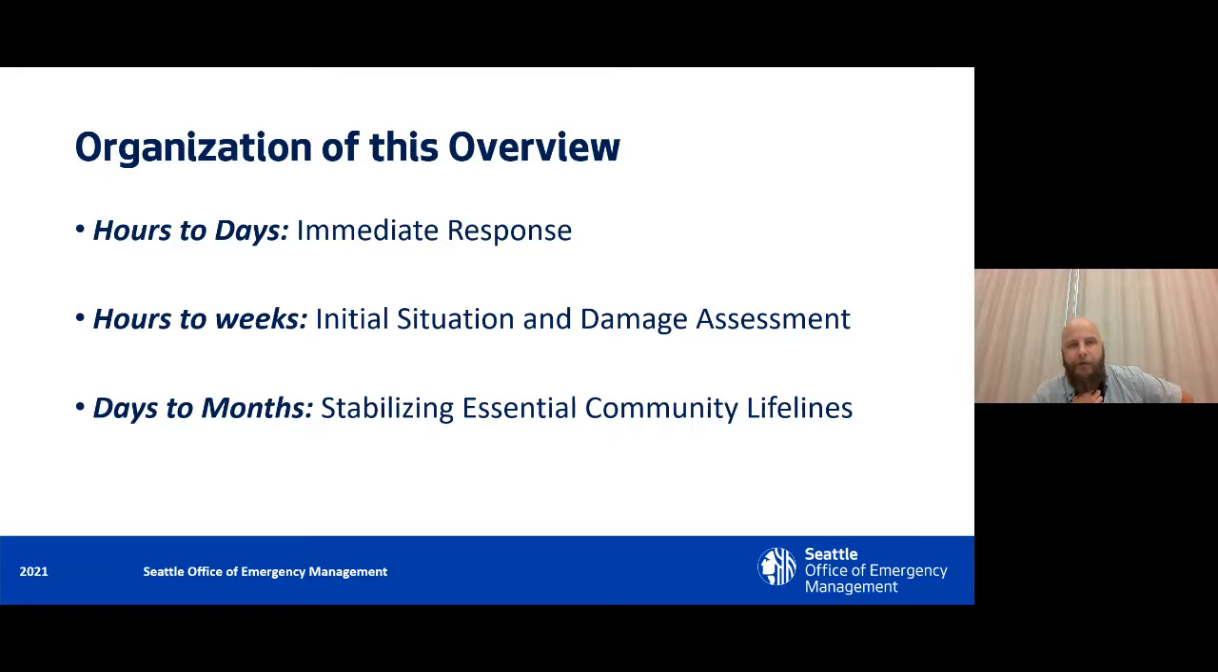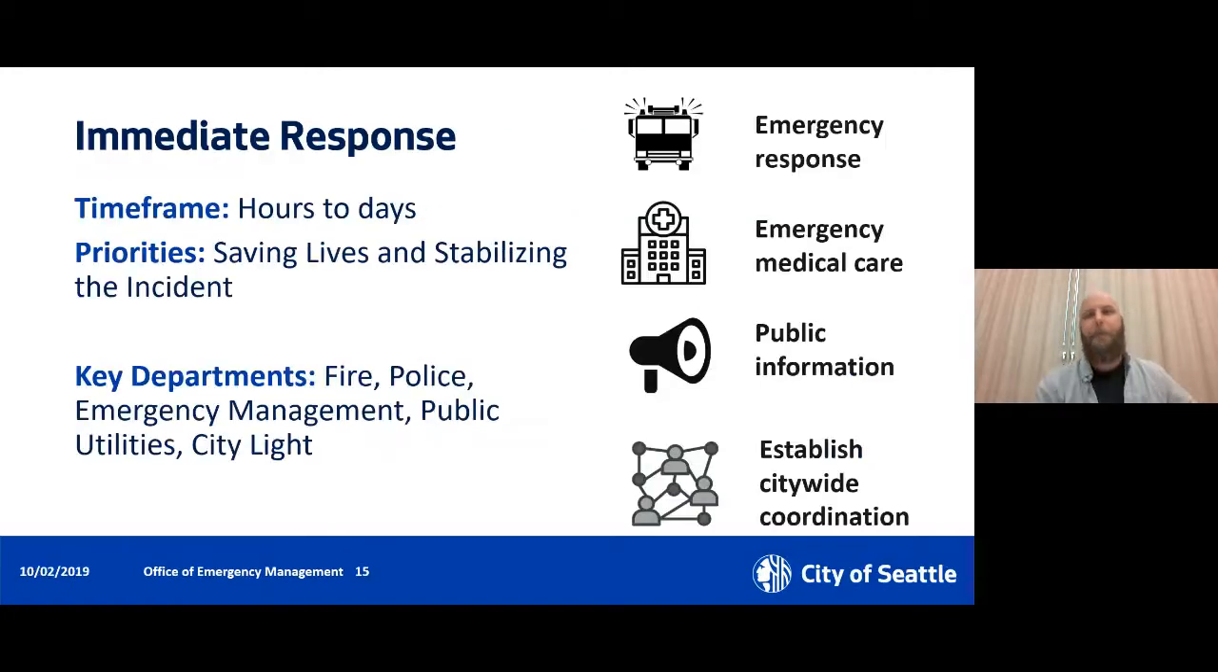All 3 of these phases are really going to be overlapping, and then all of them are also going to overlap with that more long-term recovery effort that I discussed that could take years, but will probably begin in the weeks and months after the event. So in the hours and days, we're talking about immediate response, which we'll talk about first. In the hours to weeks after the event, we're talking about initial situation and damage assessment. And in the days to months, we're talking about stabilizing essential community lifelines, so that sheltering, feeding, utility restoration side of things.